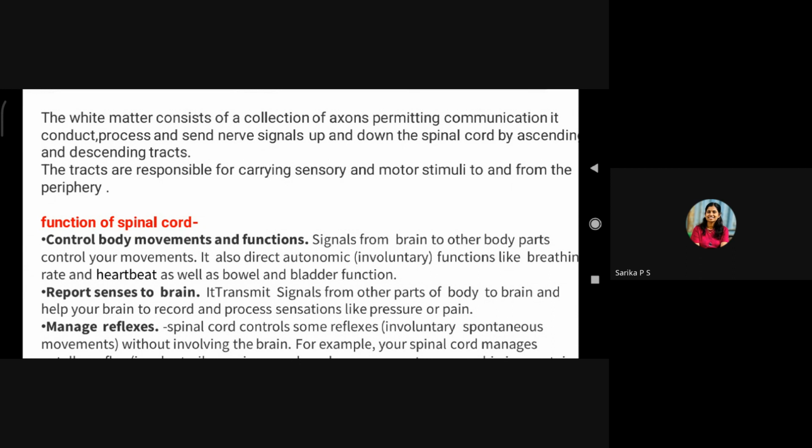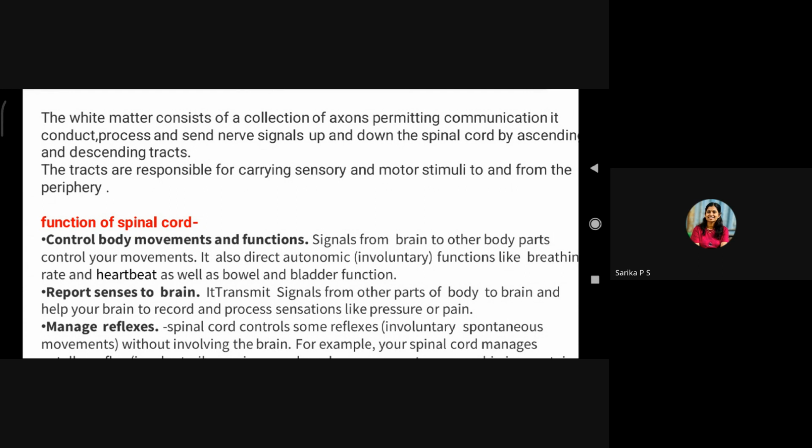Okay, so obviously, myelin sheath speeds up the communication process. So the axons of white matter consist of a collection of axons permitting communication. It conducts, processes and sends nerve signals up and down the spinal cord by ascending and descending tracts. Tracts are responsible for carrying sensory and motor stimuli to and from the periphery.